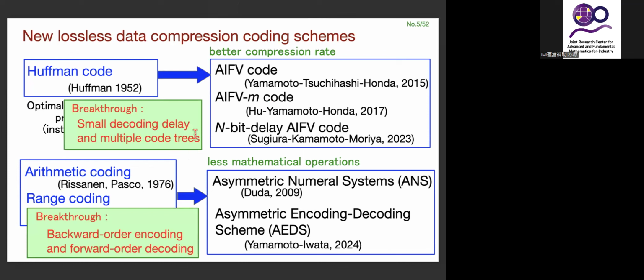The breakthrough of AIFV code is using a small decoding delay and multiple code trees. And the breakthrough of ANS and AEDS is the backward order encoding. I will show how these new ideas are implemented in these new codes.